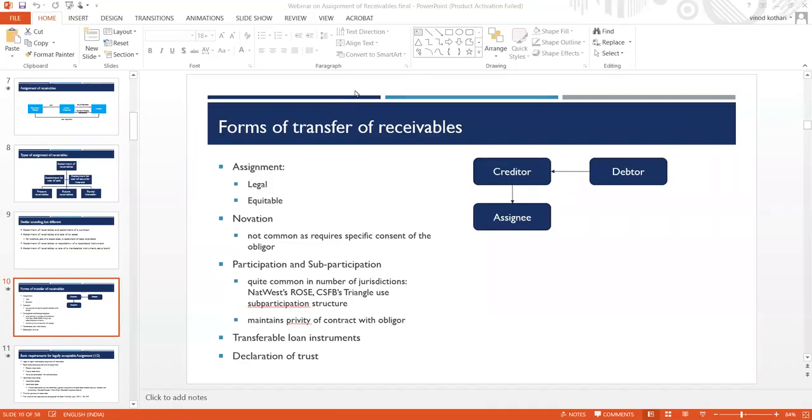But a case of novation will be where the creditor approaches the debtor and the debtor varies the underlying contract. That novation is similar to variation of a contract. The debtor varies the original contract and says, instead of paying the money to you, I will pay the money to the assignee.